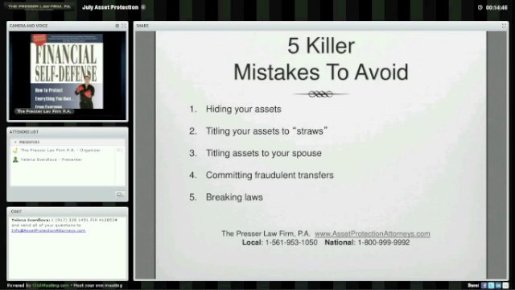I tell all my clients, prepare that at some point you'll have to divulge what you have, because if you're sued and you lose, they can ask you in deposition under oath what your assets are, and certainly you never want to lie. You always want to be legal. You always want to be ethical. Never title your assets to straws.